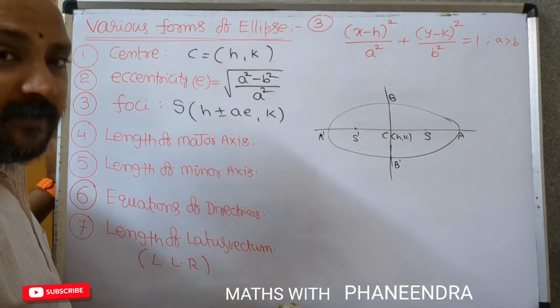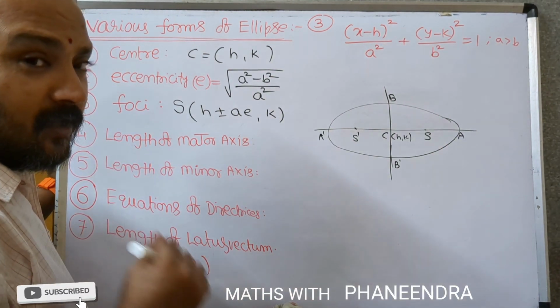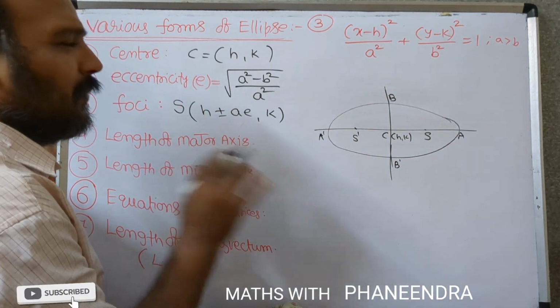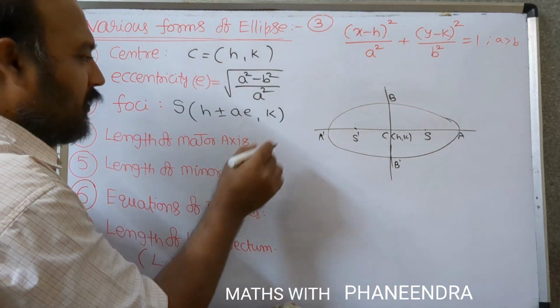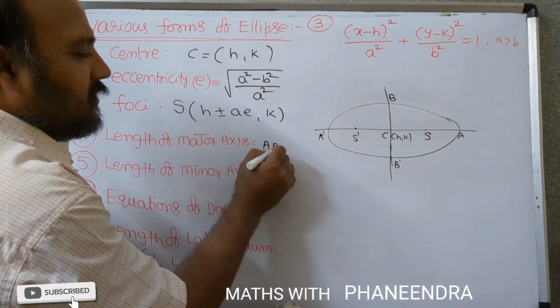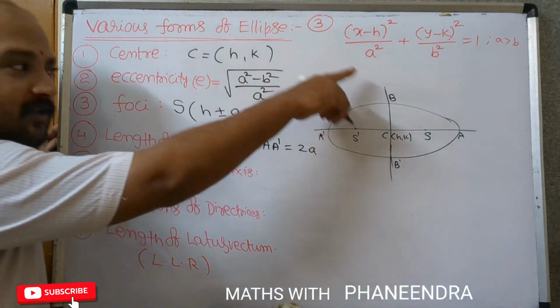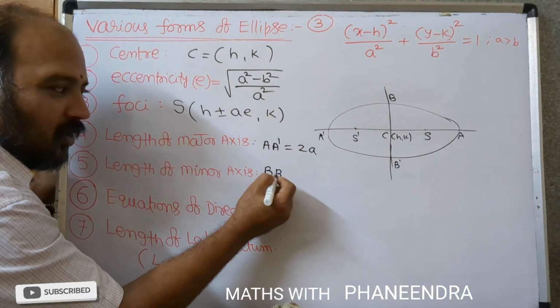Length of major axis: that length won't be changed. It is a constant value. Here a dash should be 2a only. There is no change at all. Even the minor axis, b dash, has no change at all.